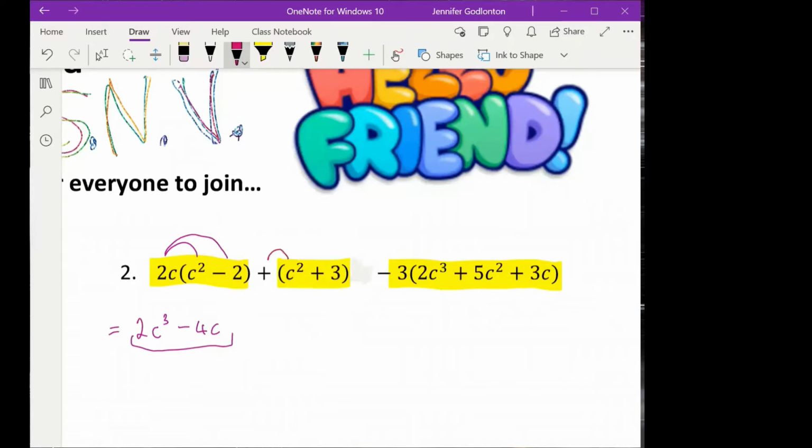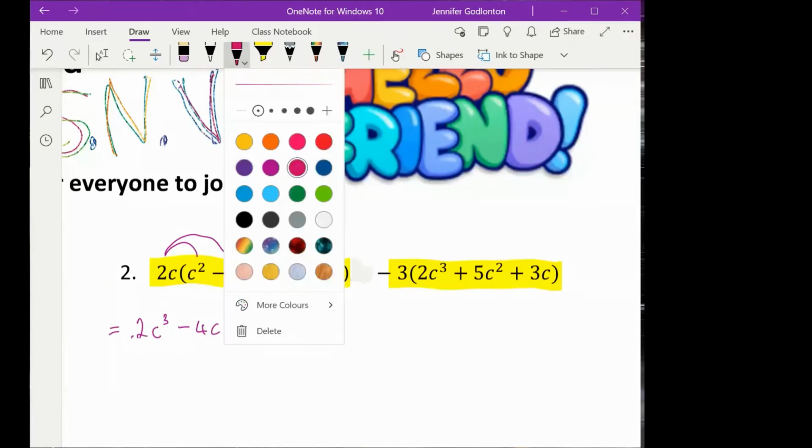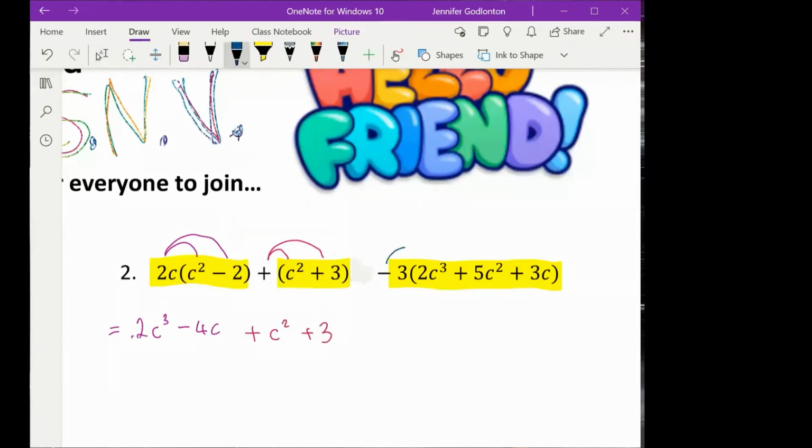Okay, then we're going to look at our second term. So now we're going to just bring in this plus sign. So we have plus c squared, and then we have plus 3. Okay, and then we're going to look at our last term, and we're going to bring in a -3. So we're going to have -6c cubed, -15c squared, and -9c. Okay, what do I do now? What am I looking for in my last step? Who can tell me?